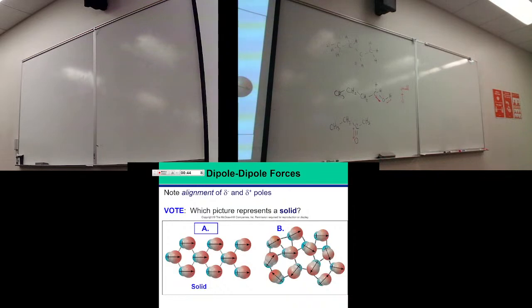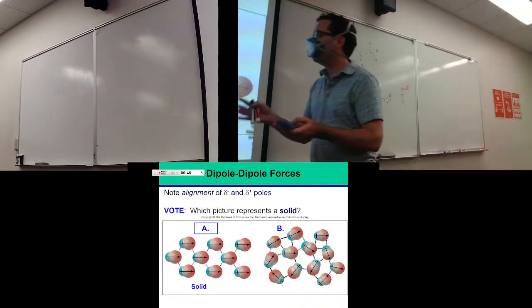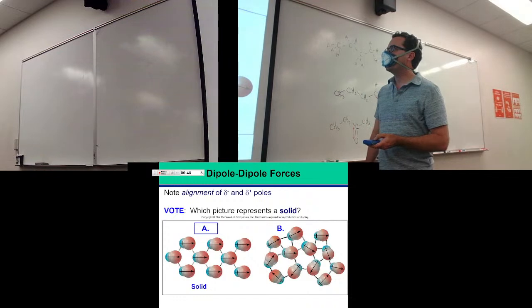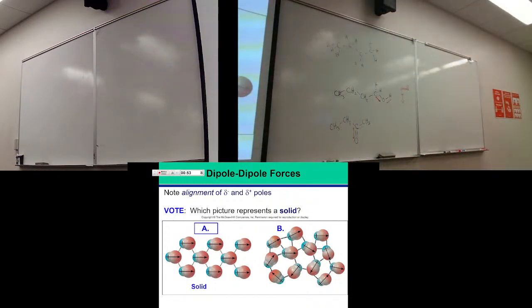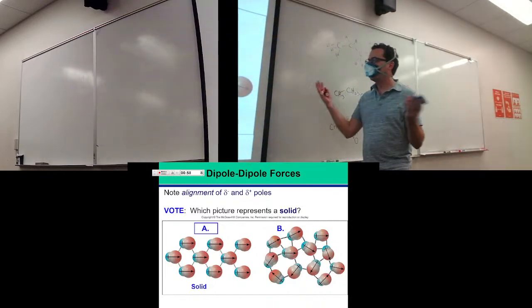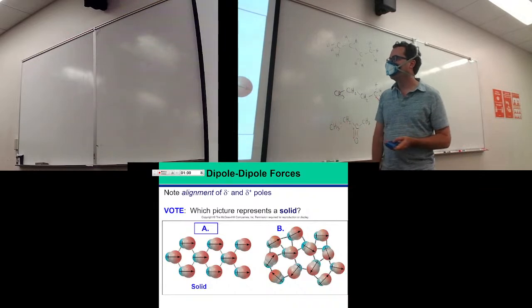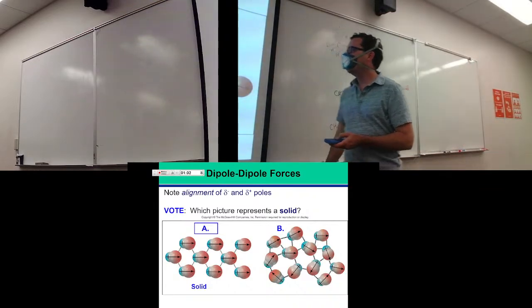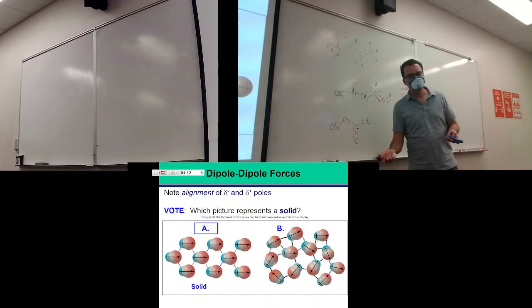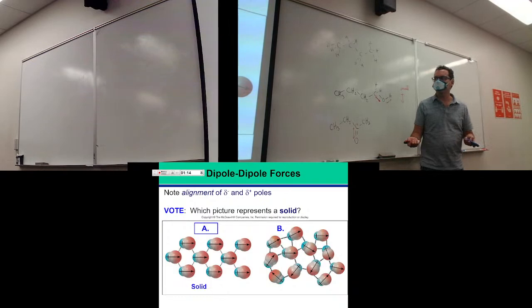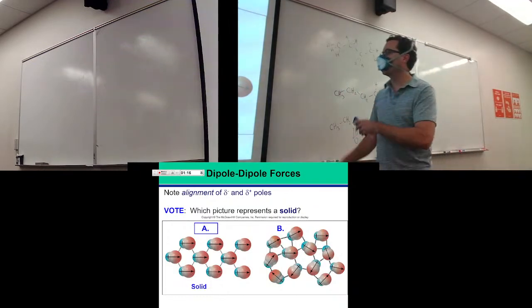Solids tend to be crystalline. Not always, but usually. When they do get crystalline, they will orient themselves where the positive side is as close to the negative side as possible, and everything is fairly well ordered. It's repeatable. B is more likely a liquid. So in a liquid, the intermolecular forces are still in play. Positive is attracted to negative. But the arrangement is not so fixed. There's no pattern. They're just kind of moving around.